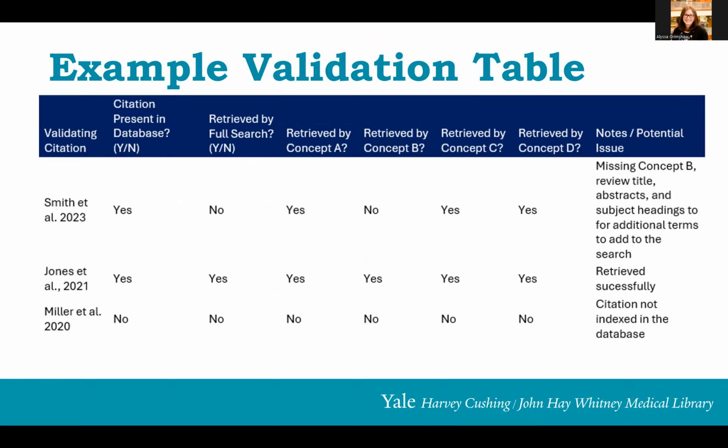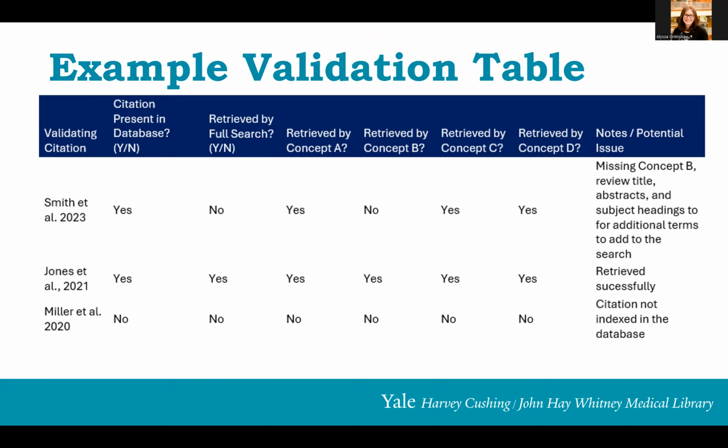Now, this is super, super important because every single citation isn't in every database. So we don't want to be trying to do this investigation and figuring out why these papers are not retrieved if the citation wasn't in the database to begin with, and it would not have been retrieved. Then we want to check whether or not it was retrieved by the full search. And then if it is not, we would combine each concept with that search of the paper, so that way we can see what section it is being lost in. So in this example for Smith et al.